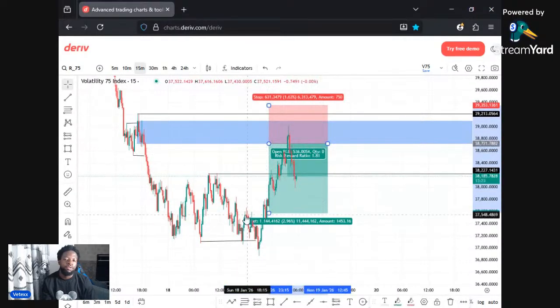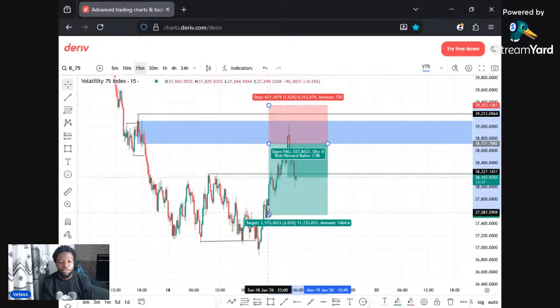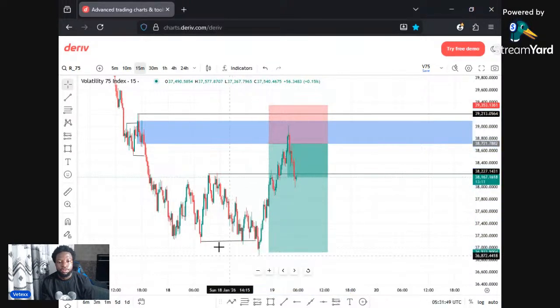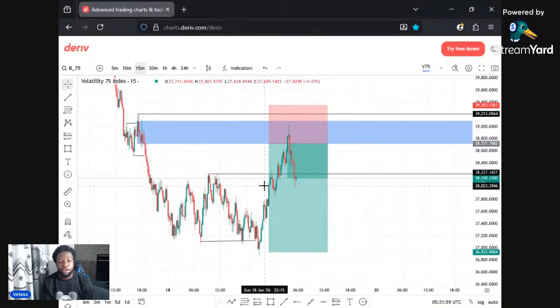There are different ways of confirmation entry. My confirmation entry might not be the same as yours. So whatever confirmation you use, once price taps into this point of interest, you look out for your confirmation and you execute. So this is what the price did on V75 index. But this is a trade we wouldn't have taken on a normal day. But yes, it respects the structure and it's going well.